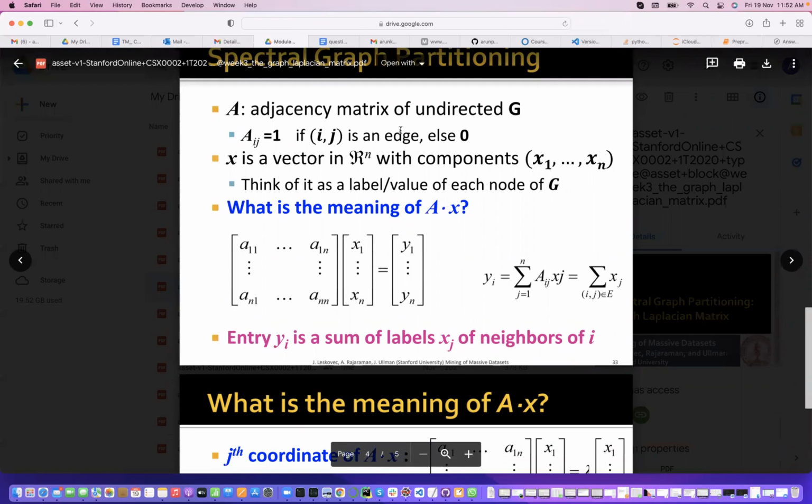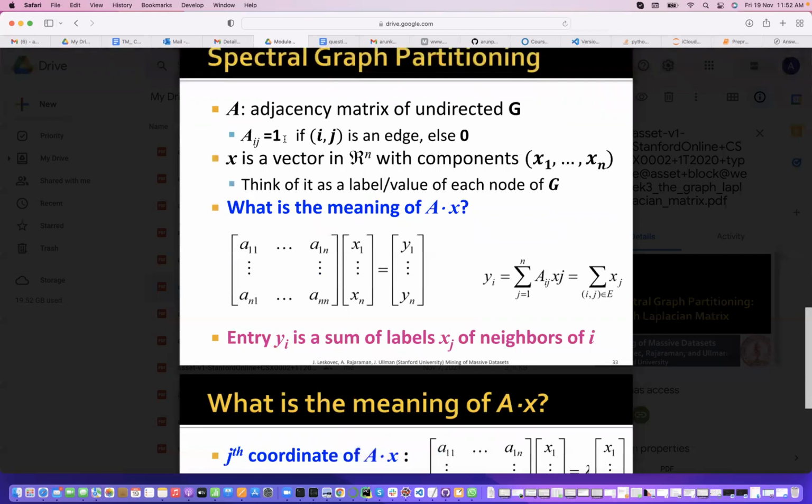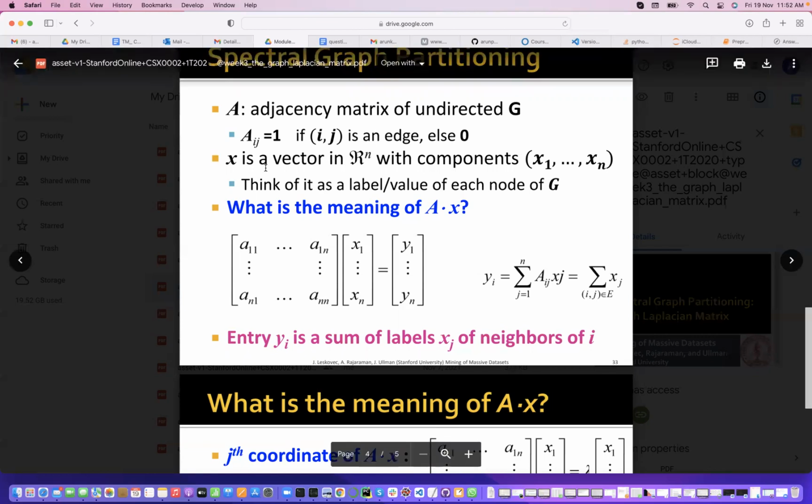The graph can be represented as an adjacency matrix A of an undirected graph: Aij equals 1 if ij is an edge, else 0. You know the adjacency matrix representation of a graph. It is an n by n matrix. The ijth entry is 1 if the ith node and jth node have an edge. If there is no edge between i and j, then the ijth entry will be 0. That is the adjacency matrix representation of a graph.